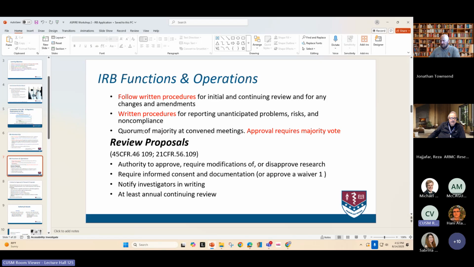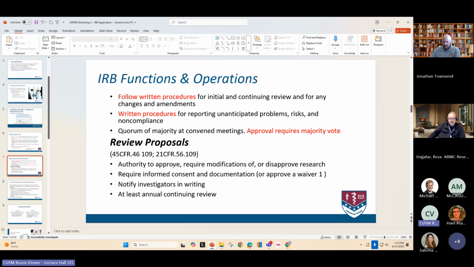Quorum, in terms of any decisions made by the IRB: a quorum of the majority at convened meetings must be maintained, and approval or decisions are made by majority vote. Not unanimous vote, but by majority vote. You'll see here for reviewing proposals, the IRB has the authority to approve, require modifications of, or disapprove research.